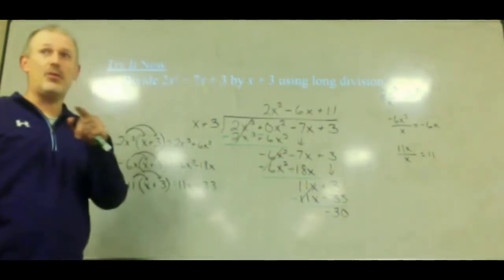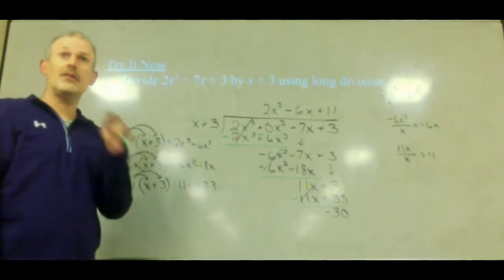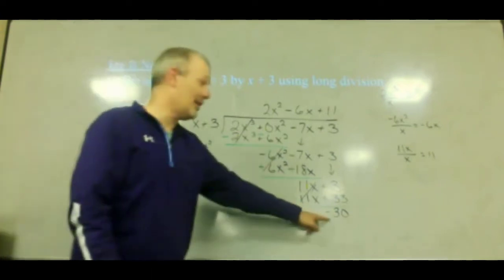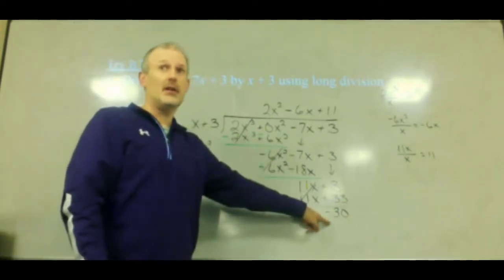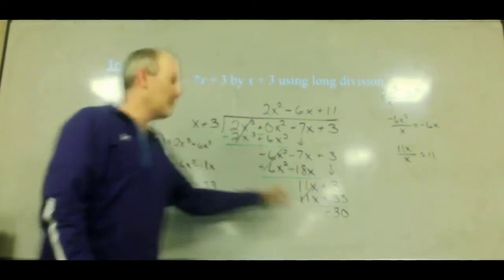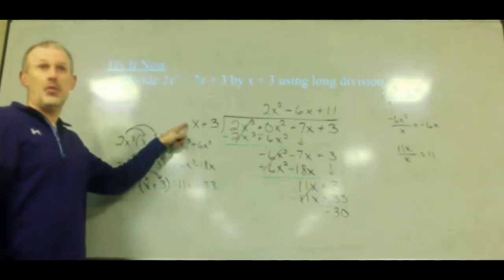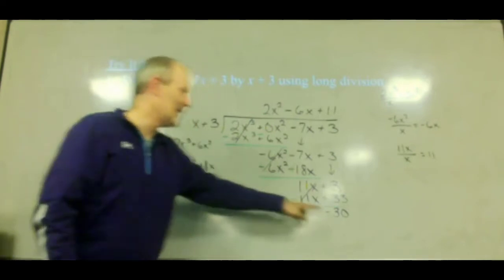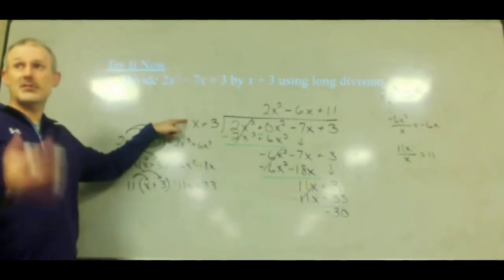And now we're going to stop. And the reason we're going to stop is, what is the degree of this negative 30? 0. And what is the degree of this one? 1. And when the degree of this is less than the degree of this, then you stop.